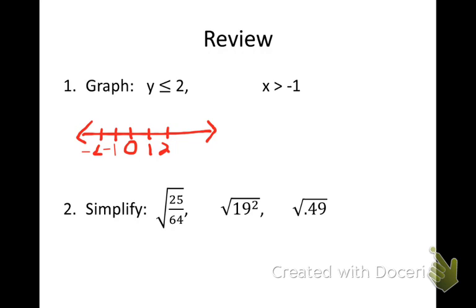So we need a colored in dot above the 2. Then all numbers less than 2, would they be 3, 4? No, they would be the 1, 0, so they'd be going this direction.